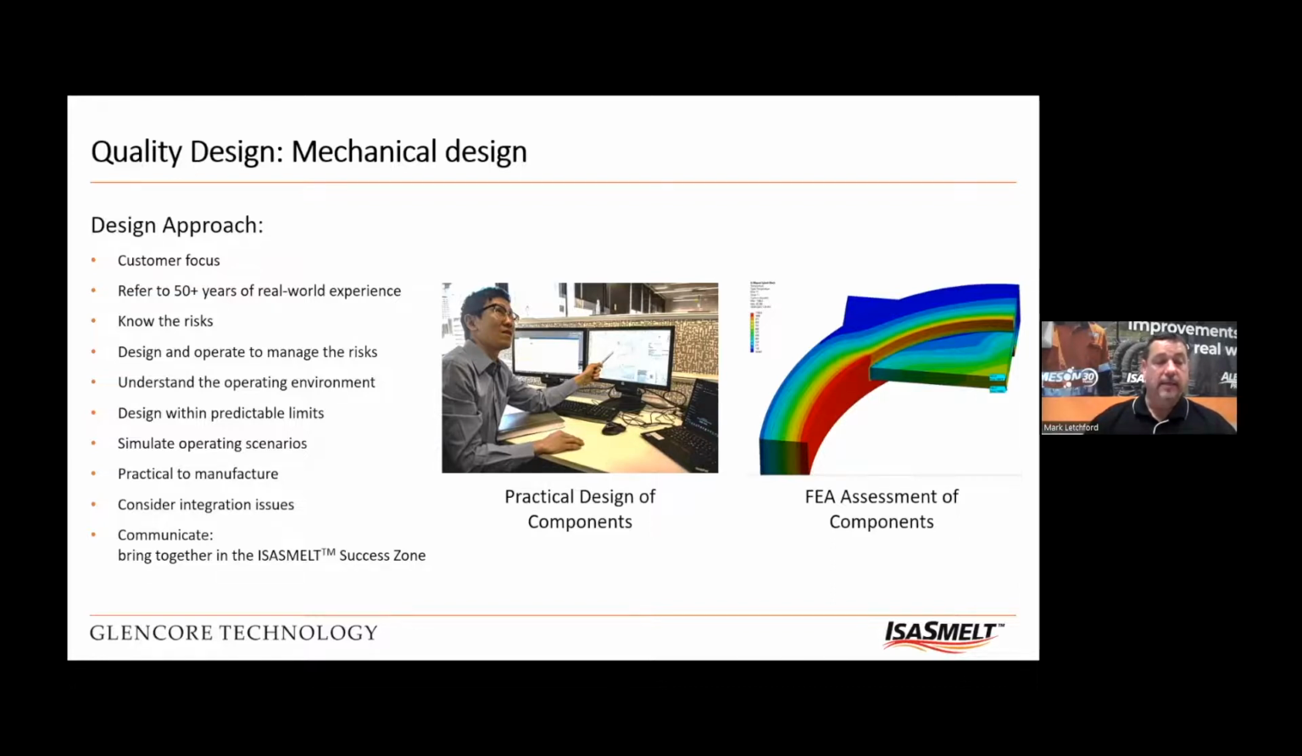We need to make things practical to manufacture. Some of these castings are very large and very heavy, and they take a lot of expertise to make without defects. So that's an important issue. And you need to consider the integration issues, and we'll talk about that a lot more further down as well. Most importantly, you need to communicate a lot and bring all the parties together into that ISA Smelt success zone.